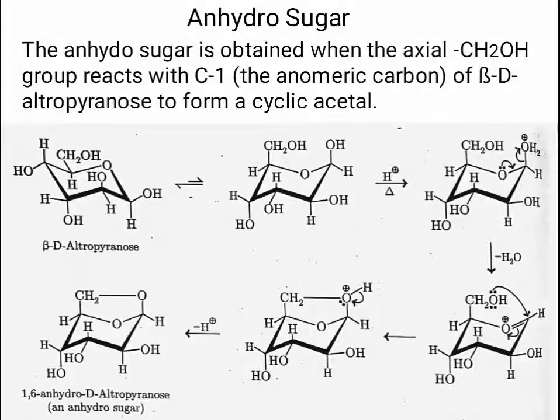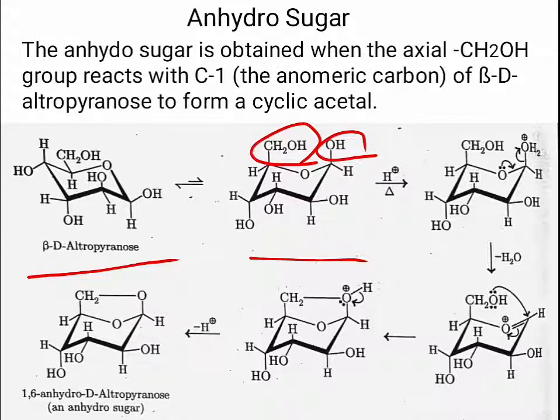Now come to anhydro sugar. The anhydro sugar is obtained when the axial CH2OH group reacts with C1, that means the anomeric carbon of beta-D-altropyranose, to form a cyclic acetal. So what is happening here? You are forming a cyclic acetal. But the case is that you are taking beta-D-altropyranose, just make the ring flip, then this CH2OH will go to the axial position and this OH will also go to the axial position.